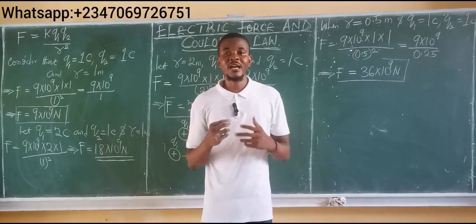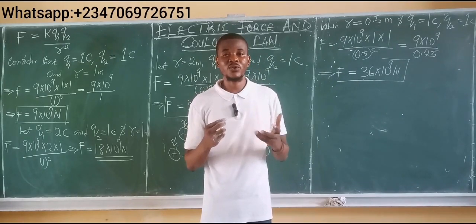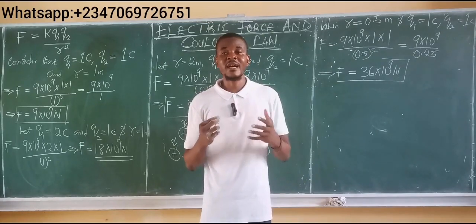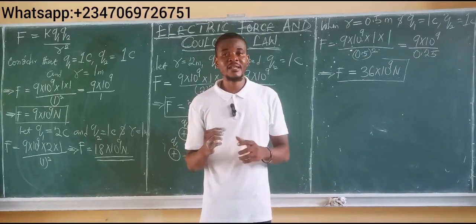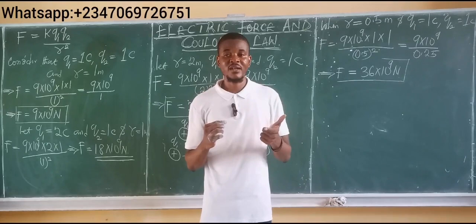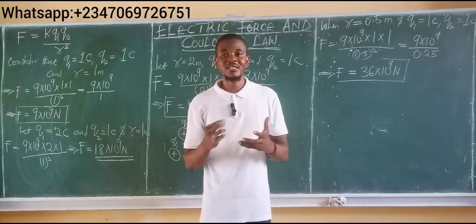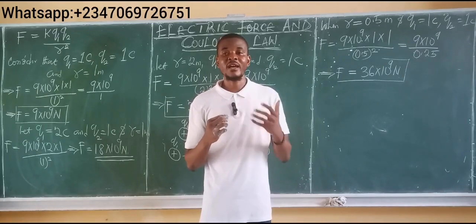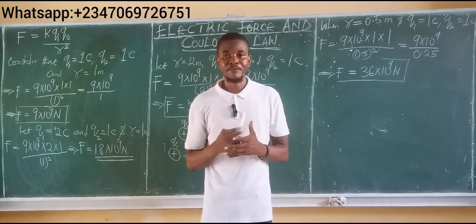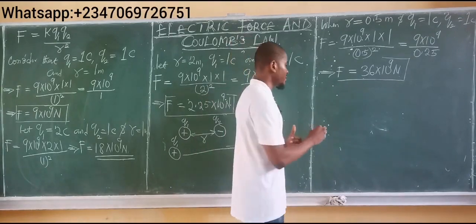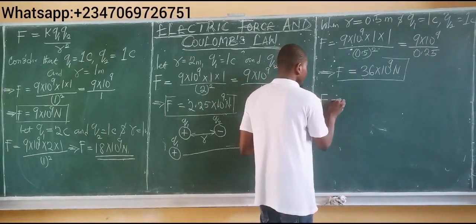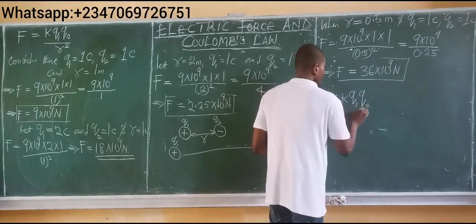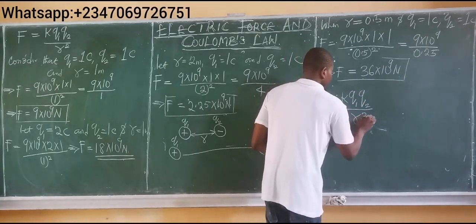So two conditions need to be satisfied if you want the force of attraction between 2 point charges to increase. Either you keep their distance the same and increase one of the charges, or you keep the charges and reduce the distance. The closer the charges are to themselves, the higher the force of attraction between them. Always keep it in mind that the force of attraction between 2 point charges is given as K Q1 Q2 all over R squared.